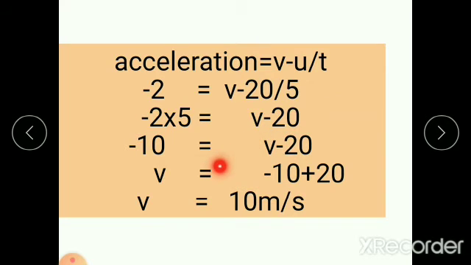So keep v on one side. V is equal to minus 10, and you are going to send this minus 20 to the other side, plus 20. So what do you get? Minus 10 plus 20 is 10. So what is the final velocity? V is equal to 10 meter per second.